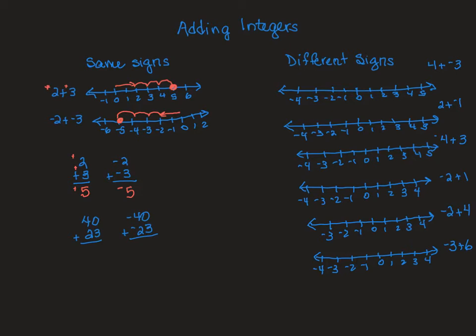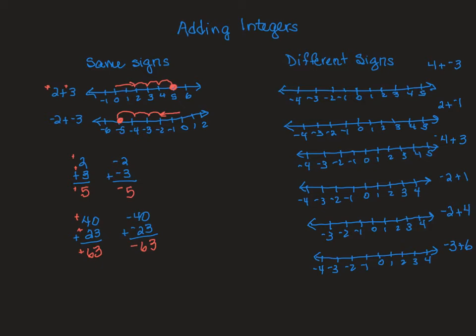Okay, and we can do this with big numbers. Same thing holds true. Positive 40 plus positive 23 is positive 63. I add the digits and I keep the sign. Negative 40 plus negative 23 is negative 63. I add the digits and I keep the sign. And that is pretty straightforward. That's how it would look in problems, and that's how it looks on the number line.